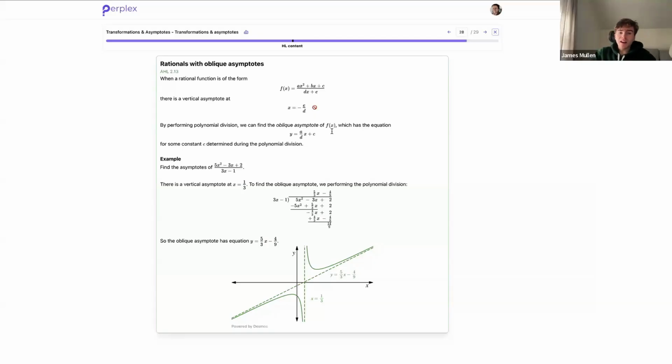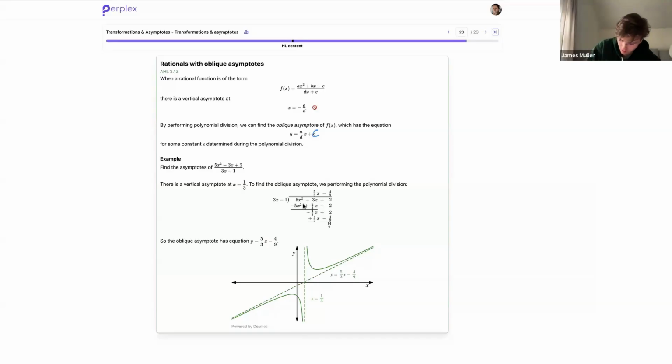then the oblique asymptote of f of x is going to have the equation y is equal to something times x plus, and this should be a different c than this, let's say capital C, which is determined during polynomial division. So I know nobody likes polynomial division, but let's see an example. Let's say I'm doing 5x squared minus 3x plus 2 divided by 3x minus 1.